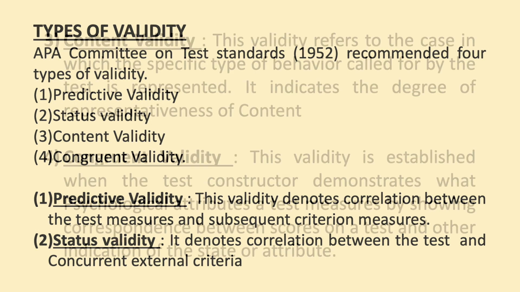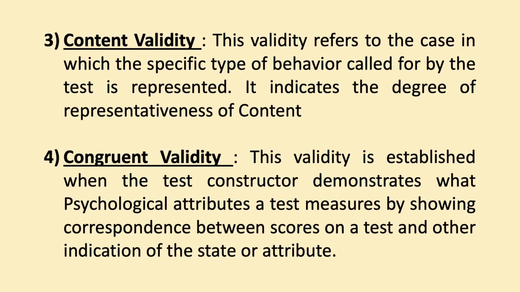Then content validity, I will explain all in detail just now. Content validity refers to the case in which the specific type of behavior called for by the test is represented. It indicates the degree of representativeness of the content. As I told you, item analysis, item writing, I say my test is to measure anxiety, then all items must be of anxiety. Then fourth is the congruent validity.